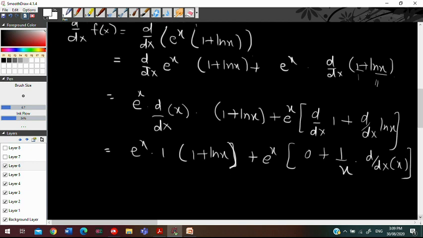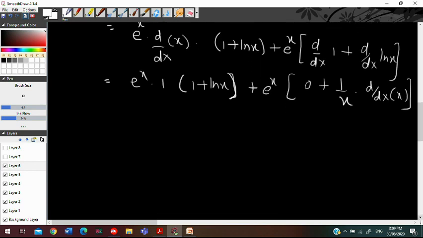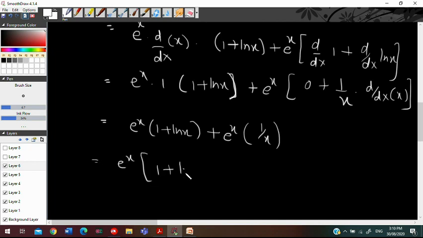In this case you have to apply both rules, the derivative of the exponential function as well as the derivative of the logarithmic function. Exponential of x into 1 plus log of x plus exponential of x into 1 by x. So this is the result, exponential of x into 1 plus log of x plus 1 by x is the answer of your question. So this is the solution of your third part.